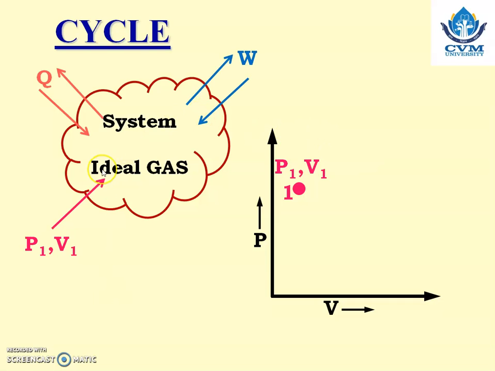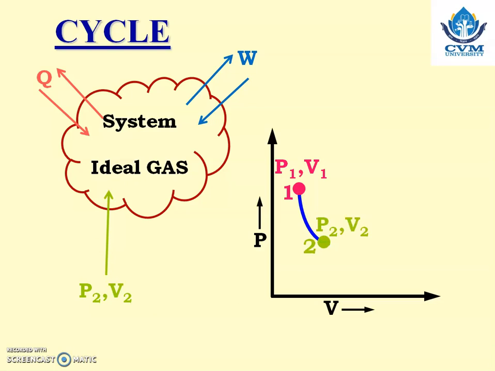Now heat supply or work done takes place in the system, and the exchange of heat or work takes place between the system and surrounding, right? And due to that, it reaches state number 2, having pressure and volume P2 V2. So consider it reaches state number 2, having pressure P2 and volume V2.